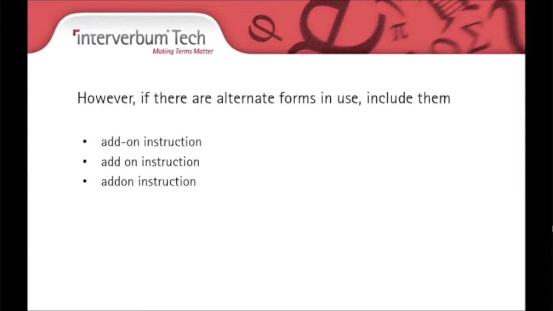Nevertheless, if there are alternate forms of a term that are in use in your organization, even if their use is discouraged in favor of a preferred form, include them also in your glossary. For instance, here we have 3 forms of the term add-on instruction. The first one is the best one, it's recommended, and the other 2 are non-standard, or they should be discouraged. But this doesn't mean that people in your organization aren't using the discouraged forms. We see all kinds of inconsistencies in the way people write. Much as we'd like to minimize that, it still happens, right?